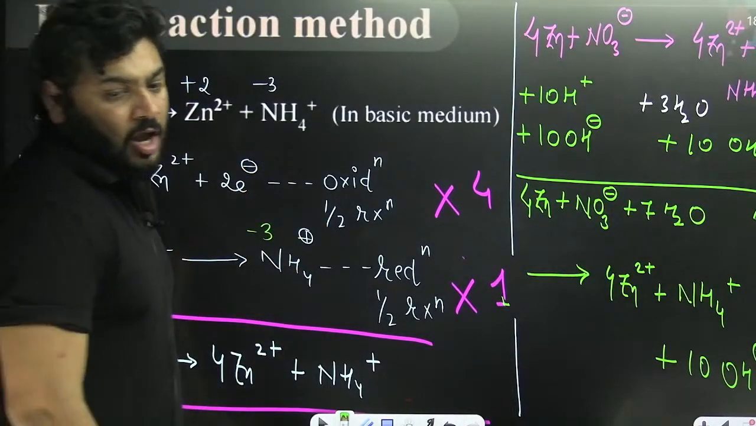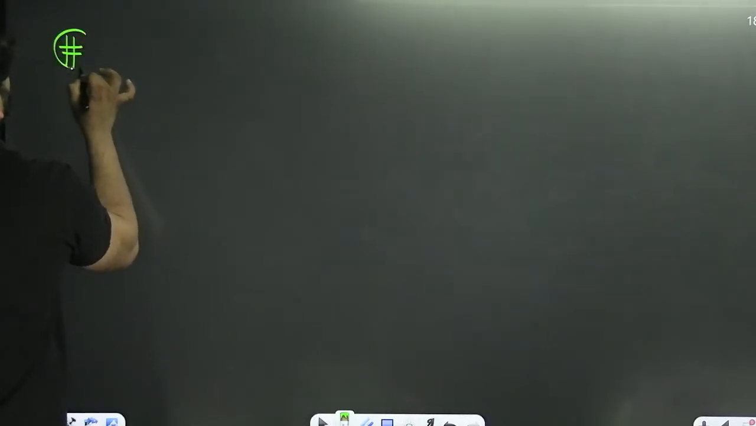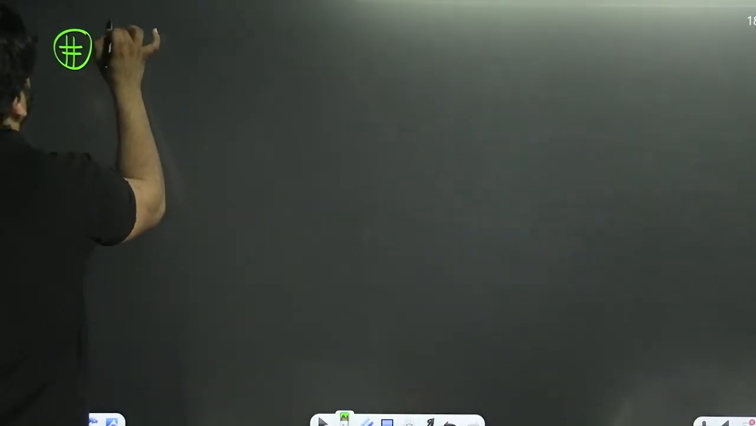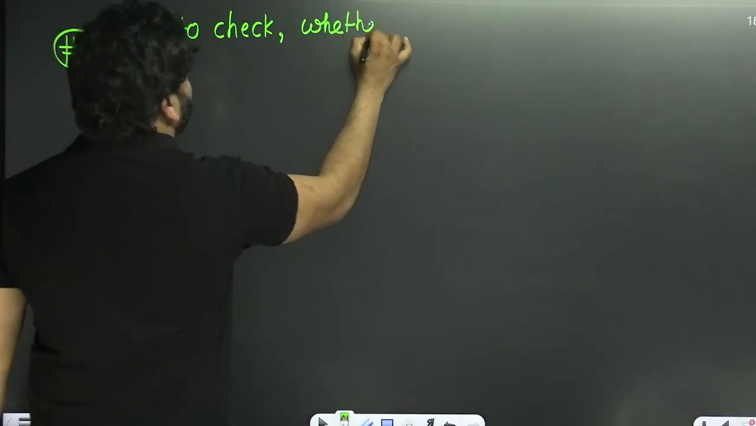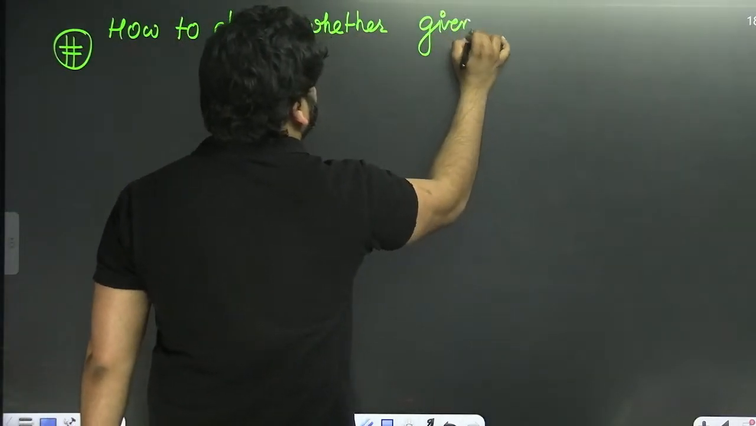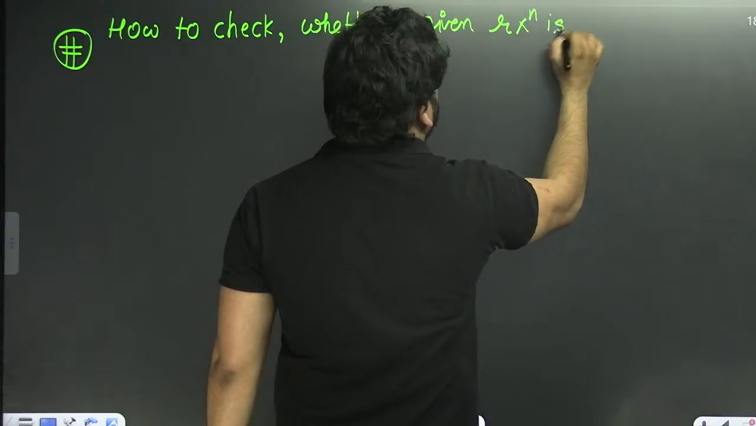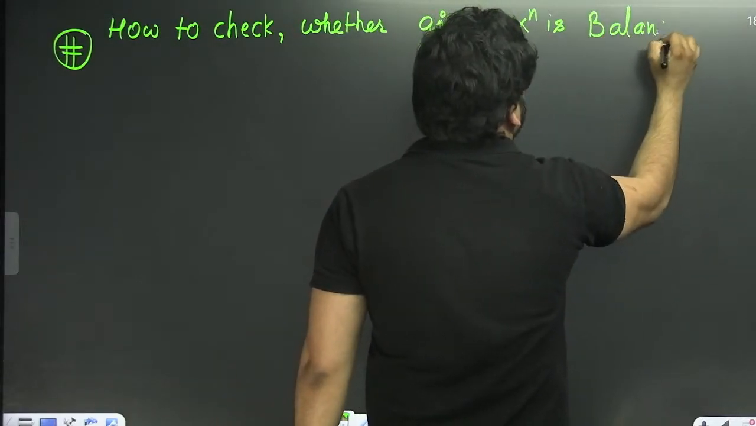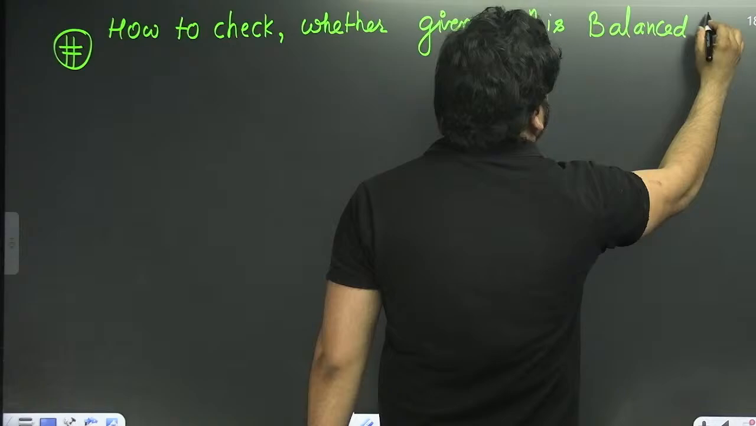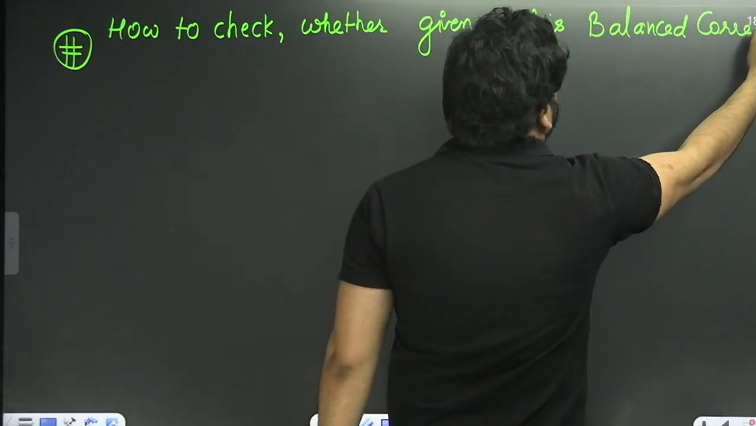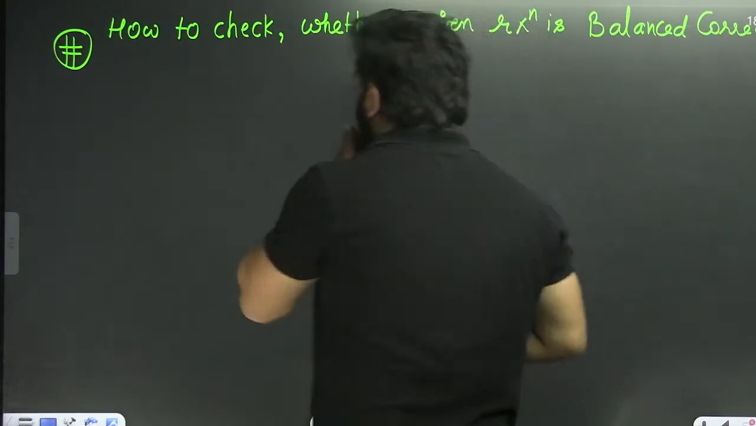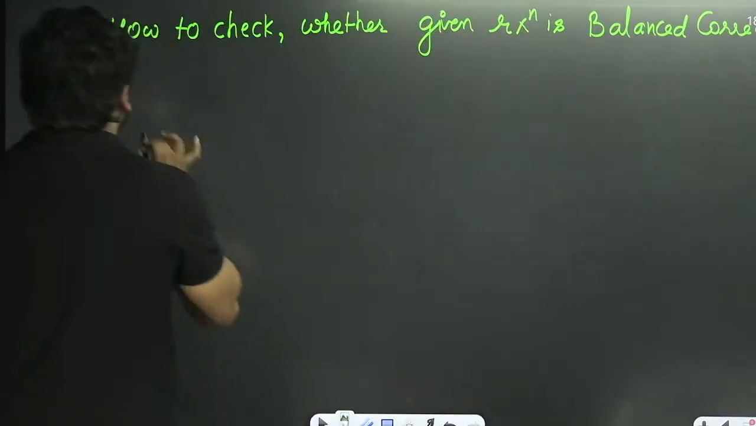Correct, everybody? Now do you want me to give you the best trick, the Brahmastra, to identify whether the given reaction is balanced properly, balanced correctly? So there is a trick, just do one thing.